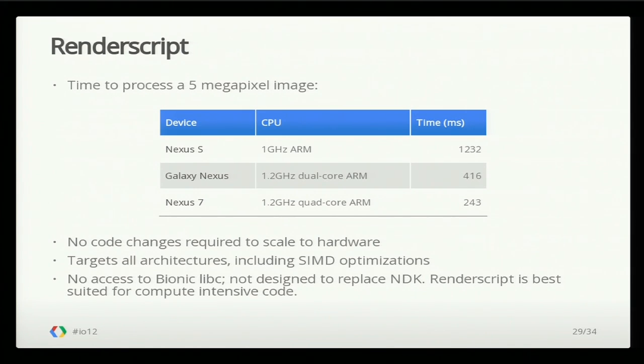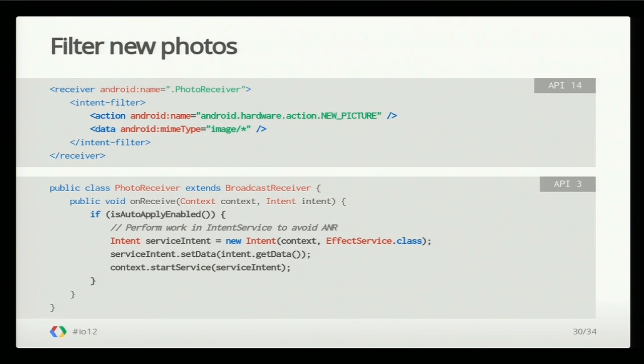OK, so we have this visual effect. Let's say we want to apply it automatically. And we can do this on Android. There's a new powerful broadcast intent that was introduced in API 14 that the system sends whenever a new photo is taken. It's the new picture intent. So here in our Android manifest, we can listen for it using a photo receiver. And that's the top definition here.